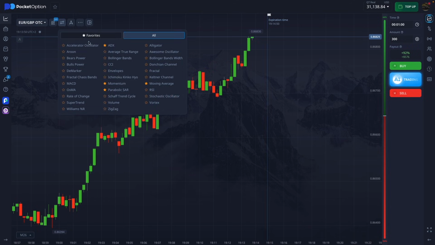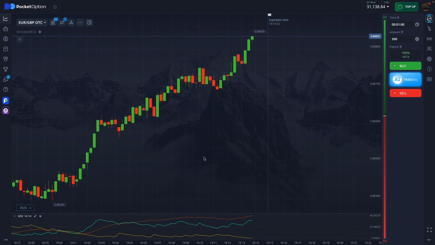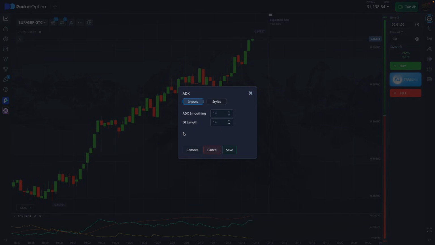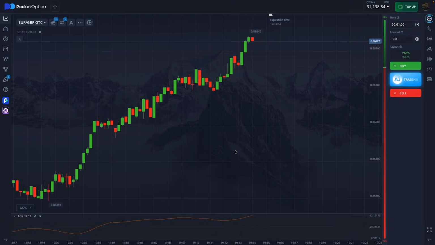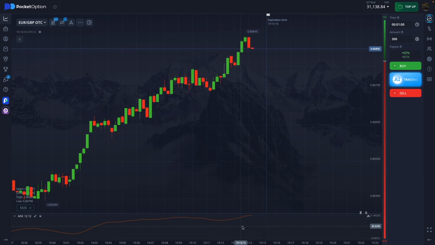The first indicator I'll be using today is called ADX. I add it to the chart, then go to the settings and change the first parameter to 12 and the second parameter from 14 to 12 as well. After that, I go to the Styles tab, and here I leave only the upper line of the ADX indicator and turn off the other 2 lines. Then I click on the Save button, and this is how this indicator now looks to me.